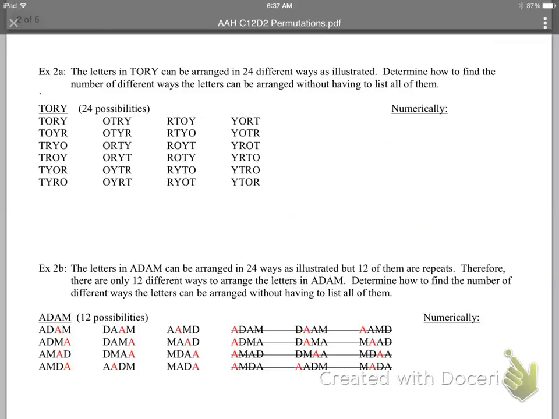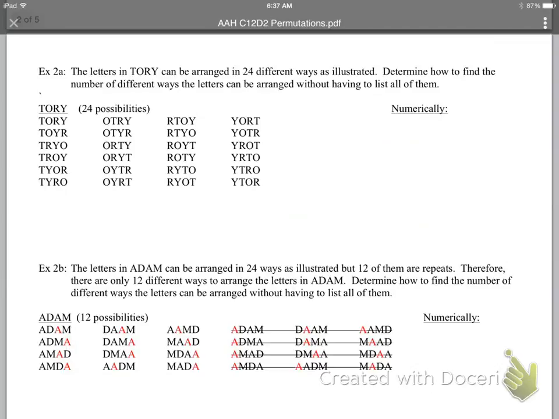Okay, so let's look at example 2, the letters in Tory. So actually what I'd like you all to do is go ahead and with your teams, try and figure out how we could, I'm giving you all the different possibilities of how to arrange the letters. I want to see if you all can figure it out numerically. So go ahead and do that and then come back to the recording.